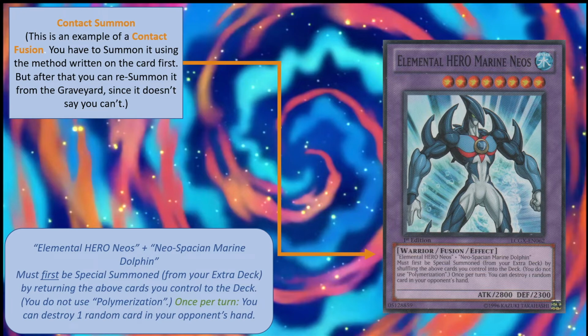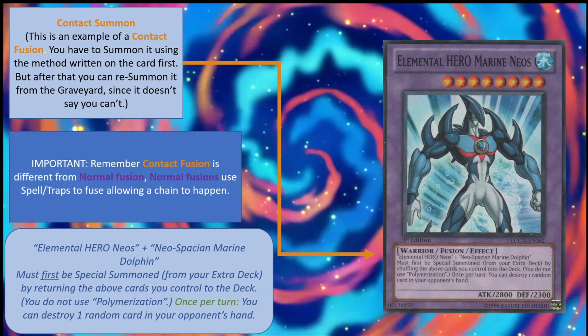That opens the chain link to the effect, not to anything before that. The summoning cannot be affected by the chain. The summoning can only be affected by the reaction. So here, if my opponent wants to chain to this, they can. So this is important to remember. Contact fusion is different from a normal fusion. Normal fusion uses spells and traps to fuse, allowing a chain to happen. So that's the whole difference between the 2 of them.